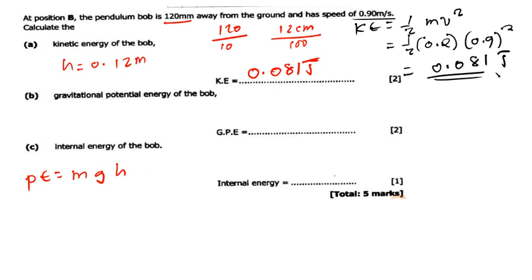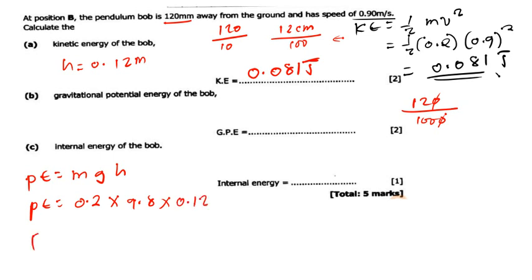Again, when you're trying to convert something from millimeters direct to meters, you divide it by 1000. So you see that this and that will cancel, and you have 12 divided by 100. That is the same as 0.12. The mass, we already know from the previous part, 0.2. So potential energy is equal to the mass, 0.2, g is always 9.8, times h, which is now 0.12.